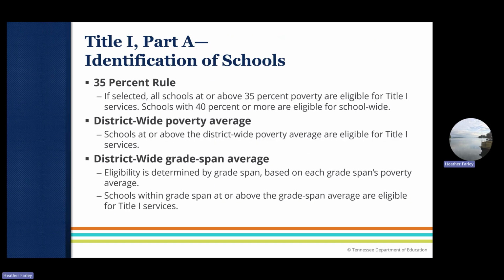The 35% rule, you select that if you have any schools that fall below 40%. If you are doing district-wide ranking, you can only use district-wide poverty average, and that's the average of all the Title I schools within your LEA. However, if you grade span rank, you can use either grade span average or district-wide poverty average, based on what you feel works best for the needs of each school.